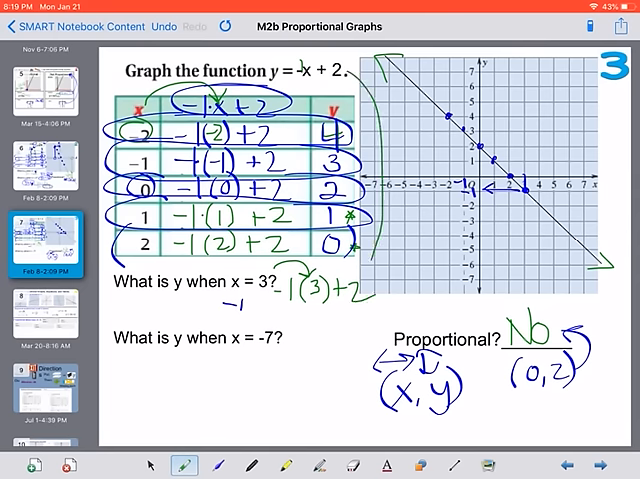Negative 1 times x, which is 3, plus 2. All I did was restate my equation from up there. Negative 1 times 3 is, sorry, negative 3. Negative 3 plus 2, yes, is negative 1. So y is negative 1 when x is 3.